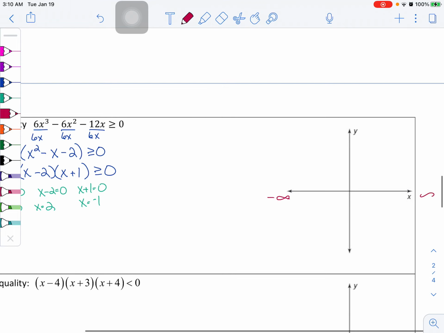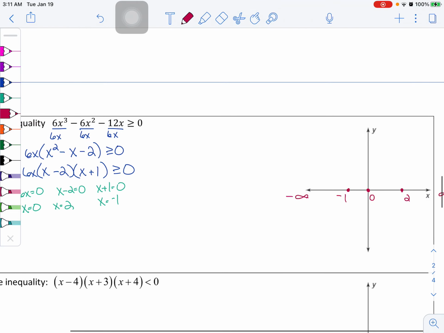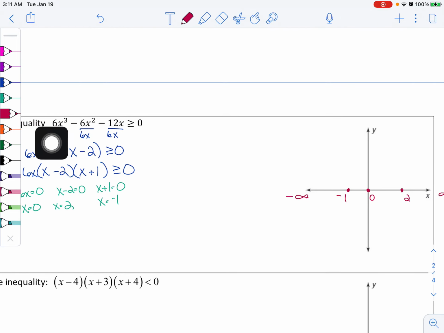So negative infinity, positive infinity. We've got 0, positive 2, and somewhere over to the left here's going to be negative 1. All right, so we have a positive cubic. So we're going to start low, curve through our x-intercepts, and end high. Okay, so start low, curve. Wow, I just ran right through that negative 1.